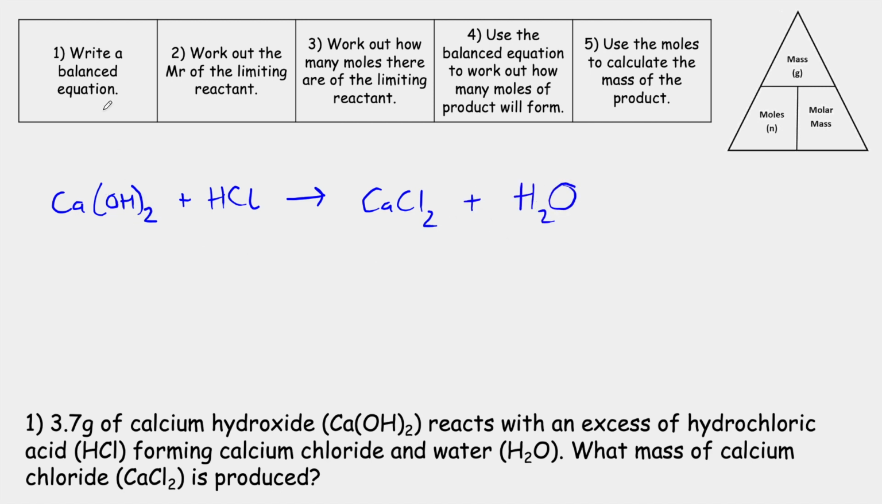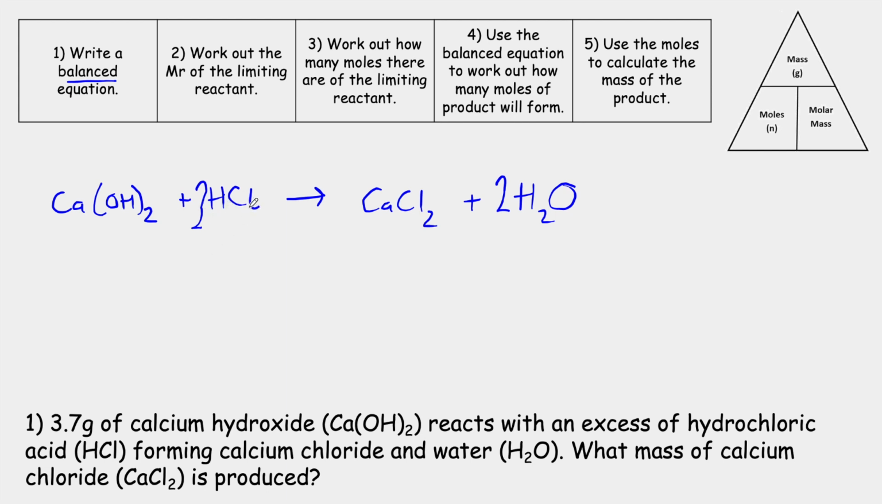Now we must make sure this is a balanced equation. So 1 calcium on the left, 1 on the right, 2 oxygens on the left, but we haven't got 2 on the right, so we're going to add a big 2 here. We've now got 2 hydrogens there and 1 here. So we've got 3 in total on the left, but we've got 4 in total on the right. So if we add another 2 here, we'll see we now have 2 and this 2 here, which is 4 in total, so that's good.